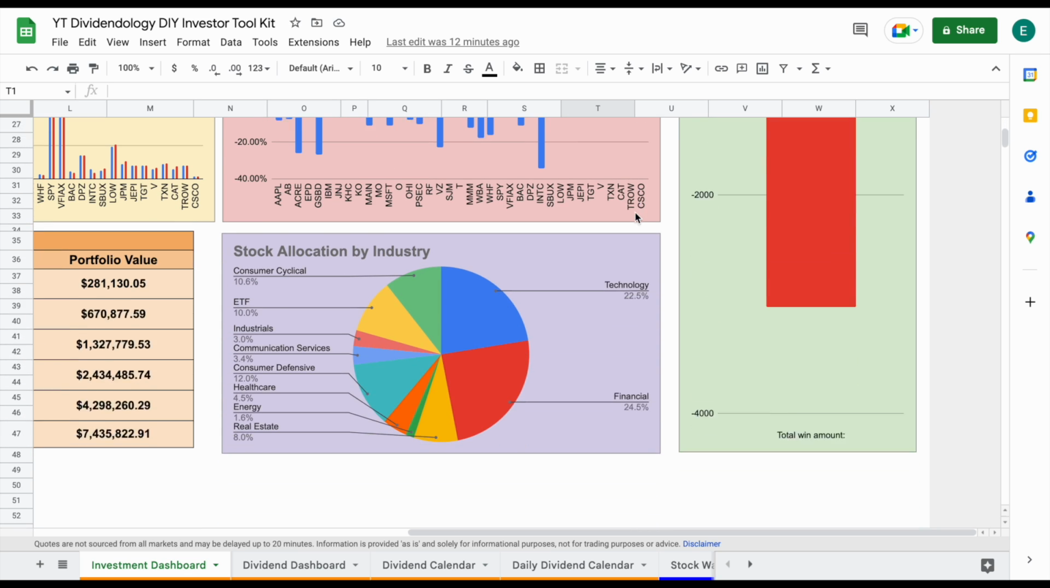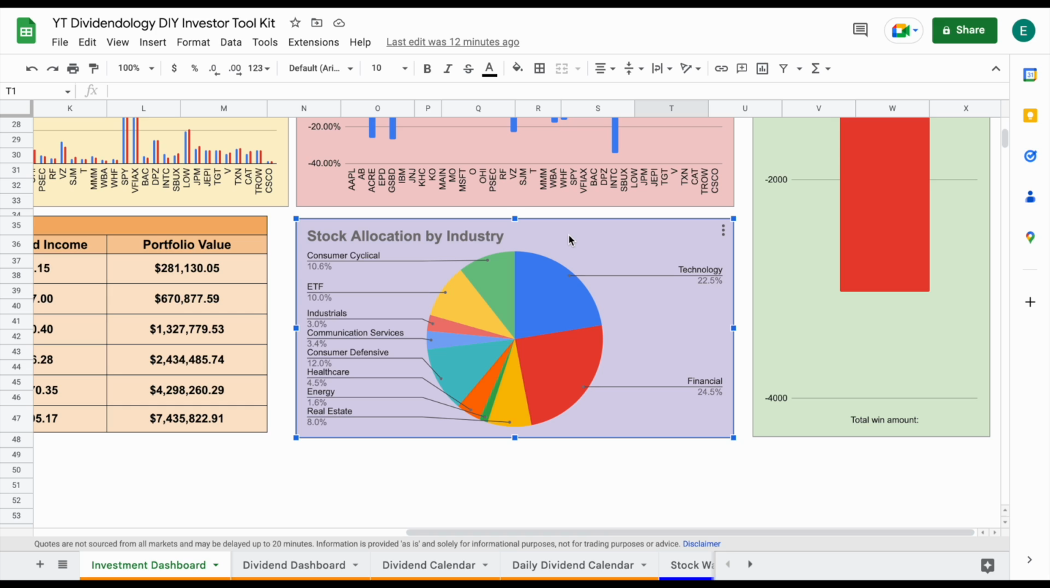Now, if we scroll down, we can see another chart right here, and that's going to be my stock allocation by industry.